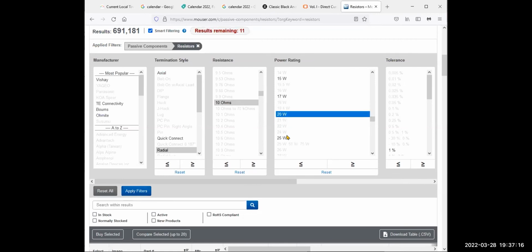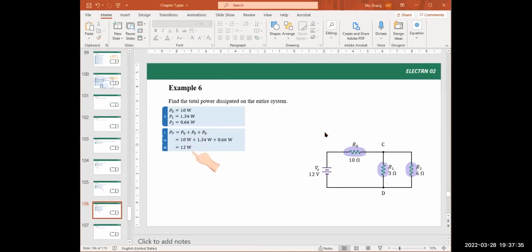Much better means more expensive also. 25 watts, okay, that's like double. So most likely we don't use that much. Depends on the application. So here is the reason we need to know, at least we need to calculate by hand, the power consumption. Power consumption determines which resistor or which component has to be implemented in the circuit.